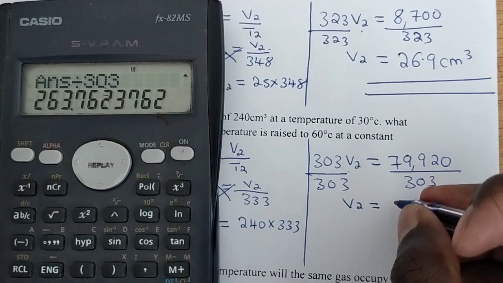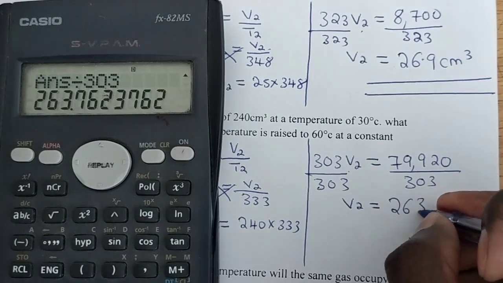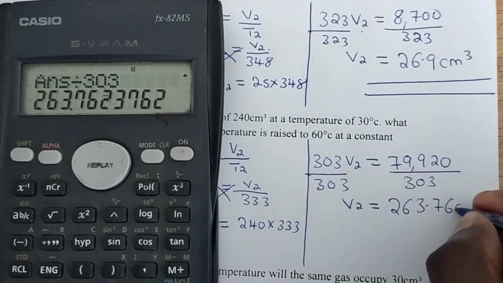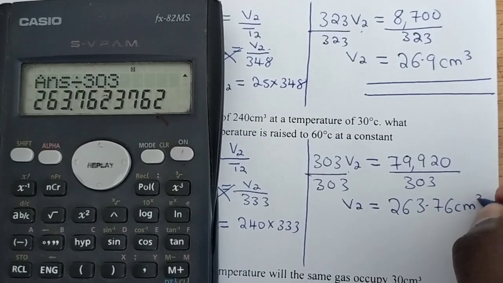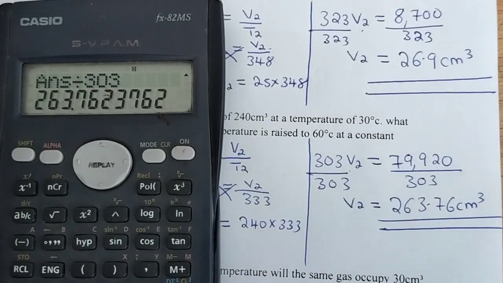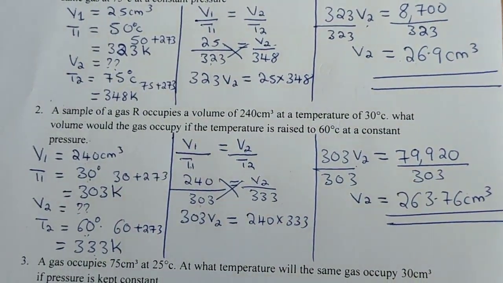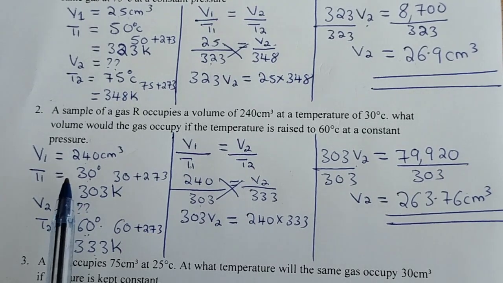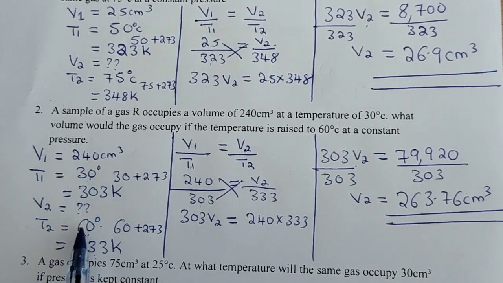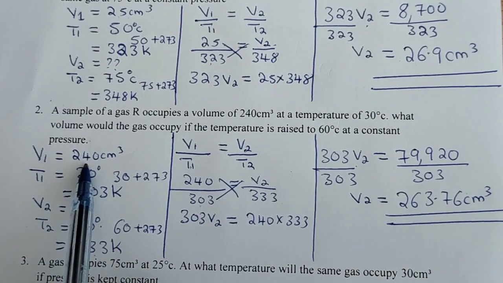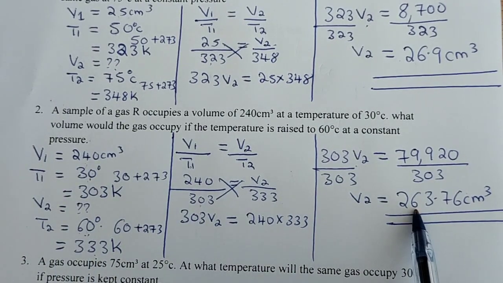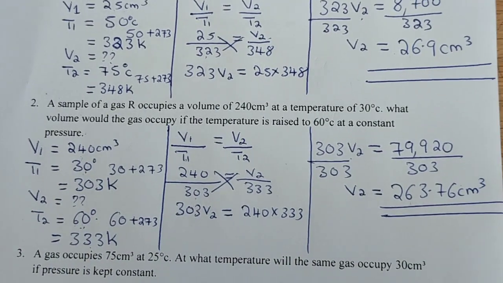So what are you going to have? Volume 2 is 263.76 cubic centimeters. And that is volume 2. Can we get the implication of the Charles law? Yes. The temperature was 30. It has increased to 60. If the temperature increases, what we expect for Charles law is also the volume to increase. The volume is 240. It has increased to 263. And that is the implication of the Charles law that we have seen in the previous lesson.